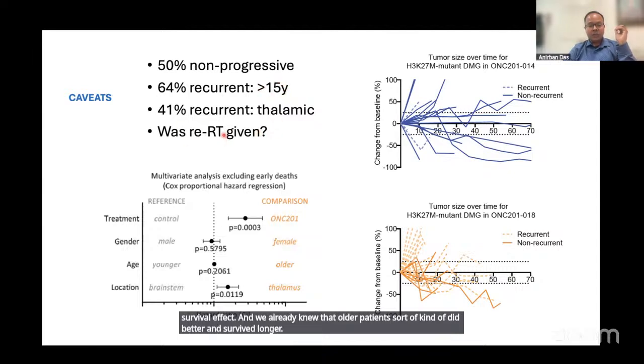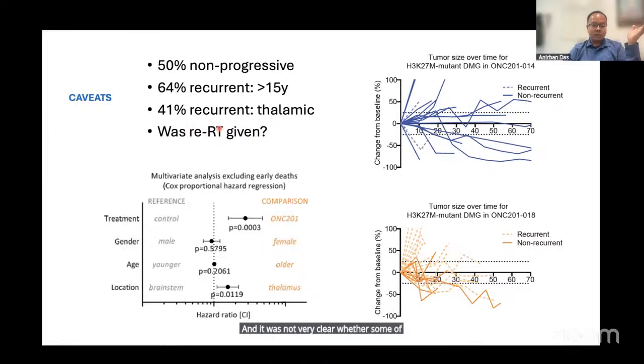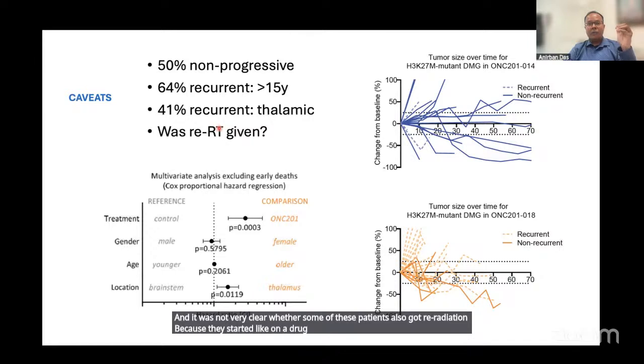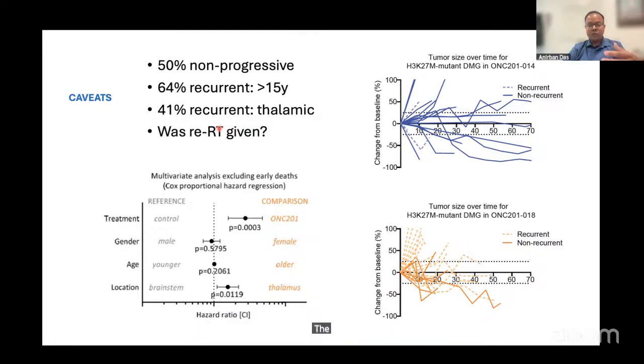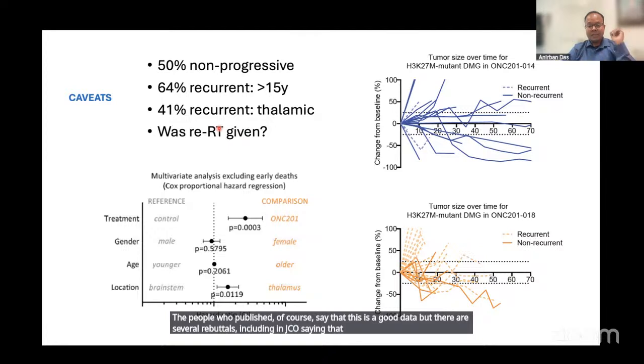And it was not very clear whether some of these patients also got radiation, because they started the drug after their diagnosis, soon after the first radiation, and could get any other treatment in parallel. So it was not a very strictly designed trial, and that's why the data has been criticized, and there are believers and non-believers in the neuro-oncology community. The people who published, of course, say that this is good data, but there are several rebuttals, including in JCO, saying that the data has its caveats.